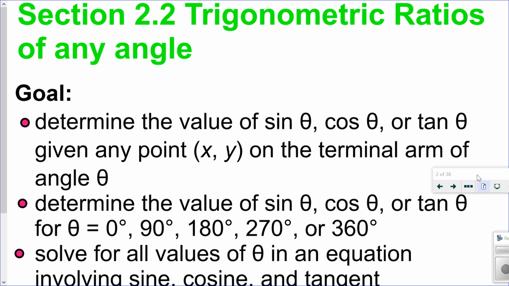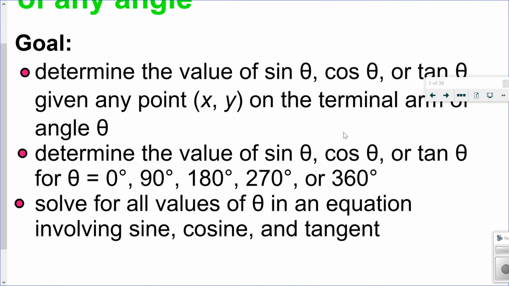So in this lesson, what we're going to do is determine the value of sine, cosine, or tangent of any point on the terminal arm of an angle. We're also going to look at what happens in the second half with these quadrantal angles, and how we solve for all values of theta in an equation that involves sine, cosine, and tangent.